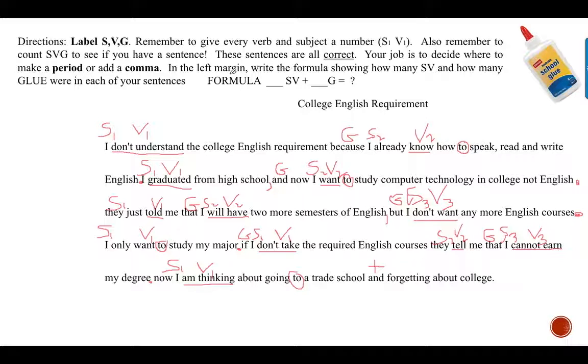So the first, I'll give you the first one. The first one you've got, I don't need to ask because I already know. How many SV? 2. How many glue? 1. And so we have that formula. Okay? Everybody see that? Now, the next one and the ones after that. So take a minute.